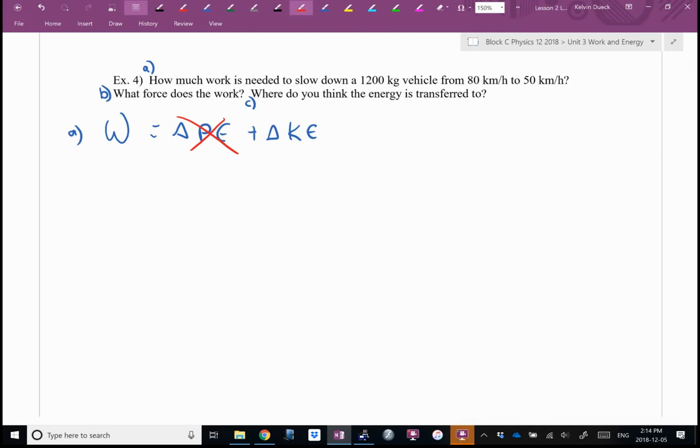What's the equation for kinetic energy? It's on your sheet. I mean, you might have it memorized. You'll probably have it memorized by the end of this unit, but I'm going to do both of those in one line. So I'm going to go work equals a half m v final squared minus a half m v initial squared. There's my final minus initial.